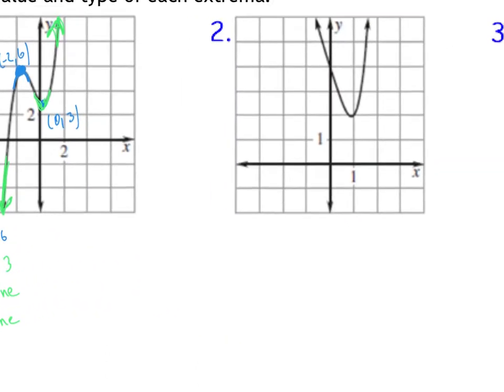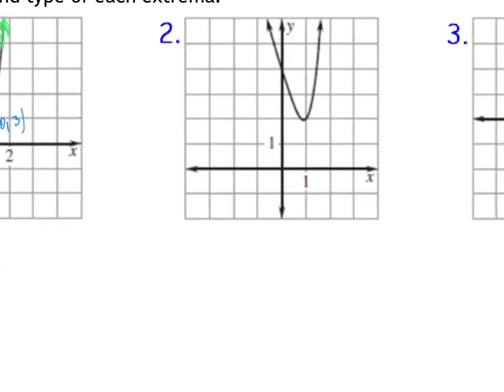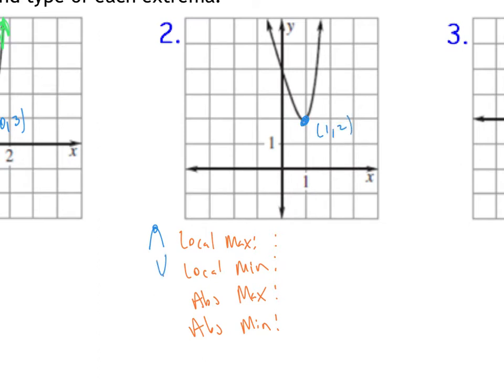All right. Over here, let's take a look at this. So once again, I got my local max, I got a local min, I got an absolute max and an absolute min. So these are the things I'm looking for here. So remember, local max, I'm looking for a mountaintop. I don't have one. This point right here, 1 over, 1 up, 2. I do have a U shape here. So I do have a local min here at y equals 2.